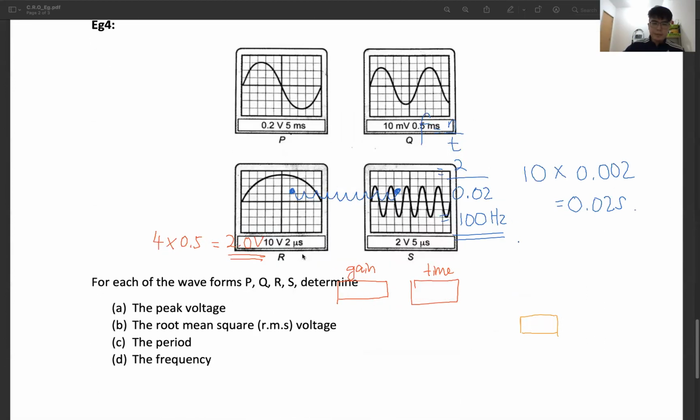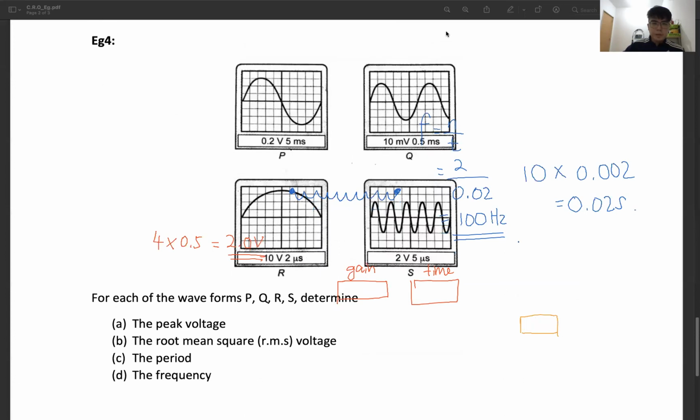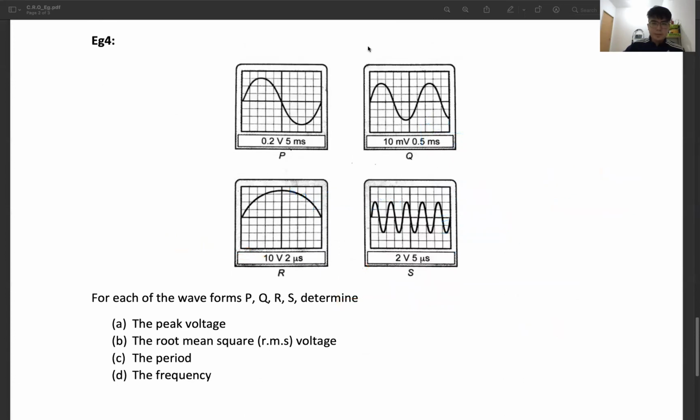Okay, before that, you do this first. Everyone, do this question 4. For each of the waveforms PQRS, determine peak voltage, root mean square, period and frequency. You do P first, find all of peak voltage, root mean square, period, frequency, then you do the next one, Q and R and S. Okay, you find all of this and you send me your answer.